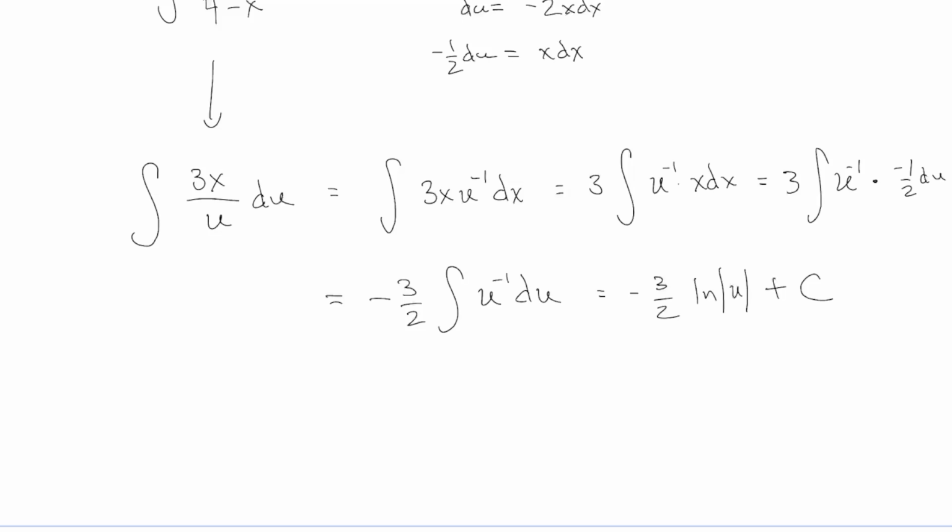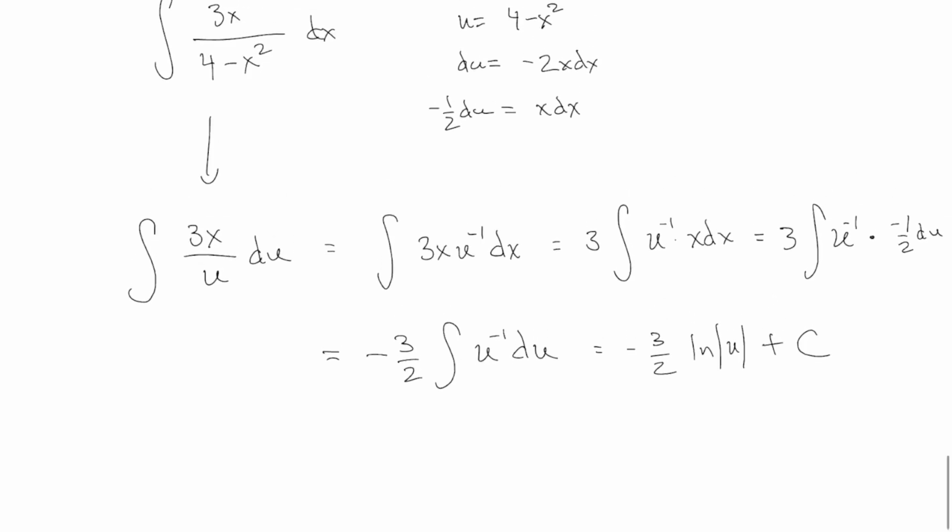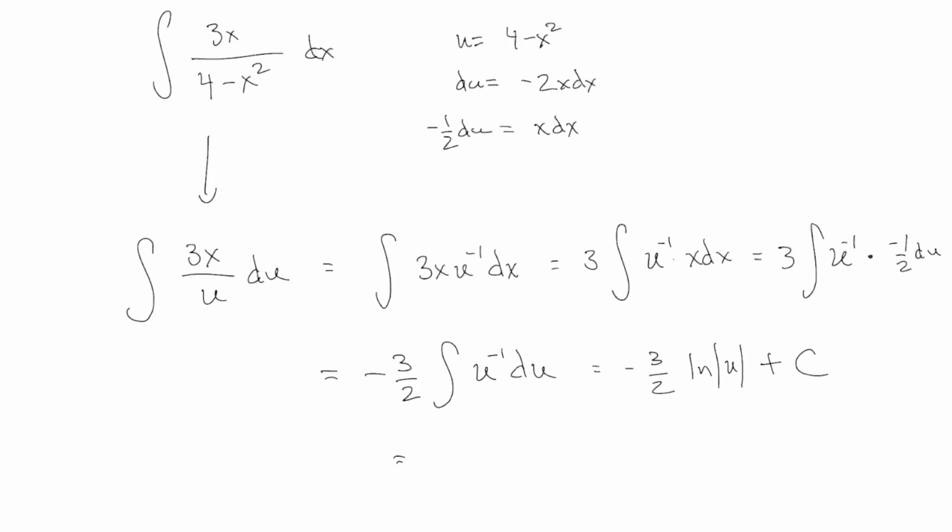Right, and then the last step, plug the original variable back in instead of u. So u was 4 minus x squared. So this, my final answer, is -3/2 ln absolute value 4 minus x squared plus c. There you go.